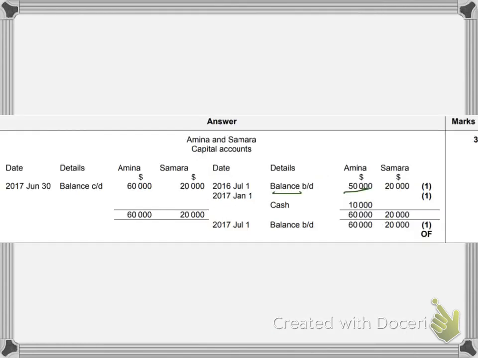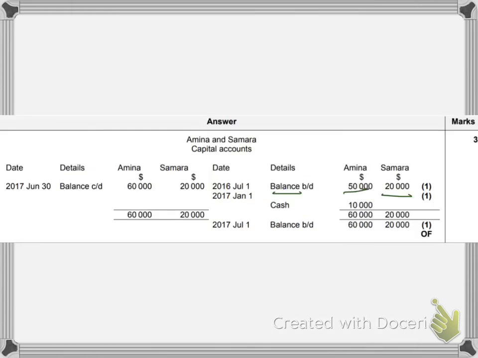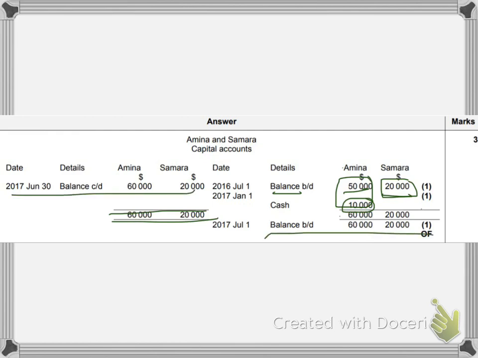So Samara is 20,000. After that, in the additional information, it's written that there is an additional capital of 10,000 introduced by Amina. So we write cash and we write 10,000 on Amina's side. Then we add both the values, 60,000 and 20,000, and then we record it on the other side as well, and then we just balance it like how we usually balance it. And then we get balance brought down 60,000 and 20,000, and balance carried down as well, 60,000 and 20,000. So this is how we create a capital account.